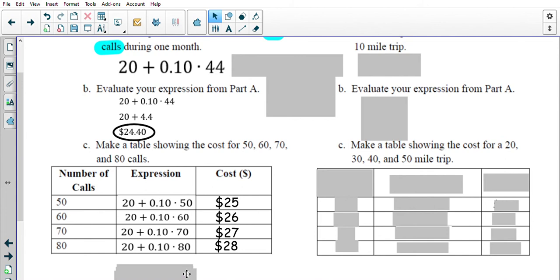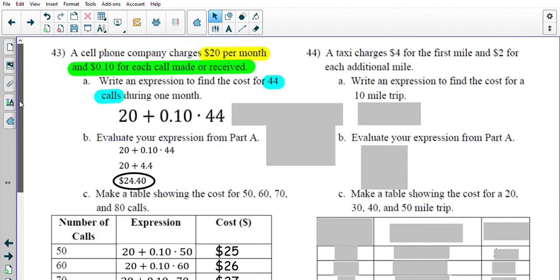You will see a pattern with these numbers because it's really a linear equation type of deal, something we'll see later on this year. Plus we have a pattern in the number of calls that we chose. If those are random numbers, you would not see a pattern, I should say. All right, number 44 is a little bit trickier.